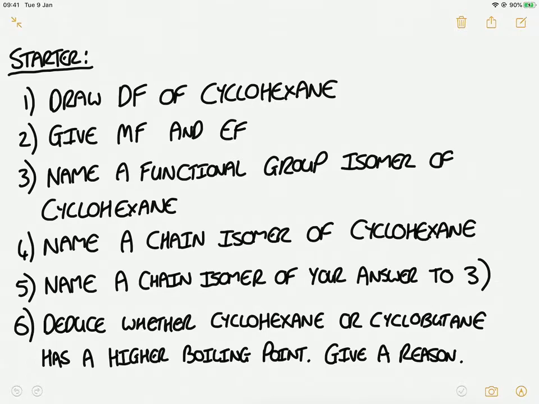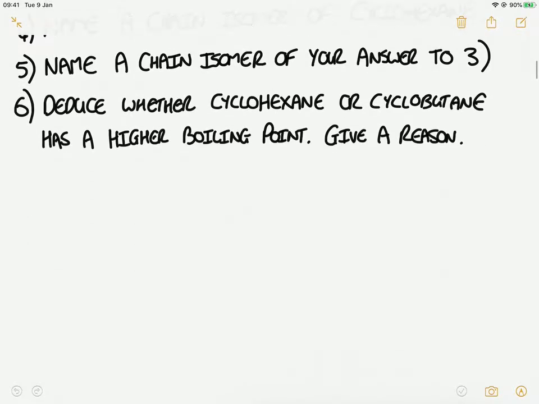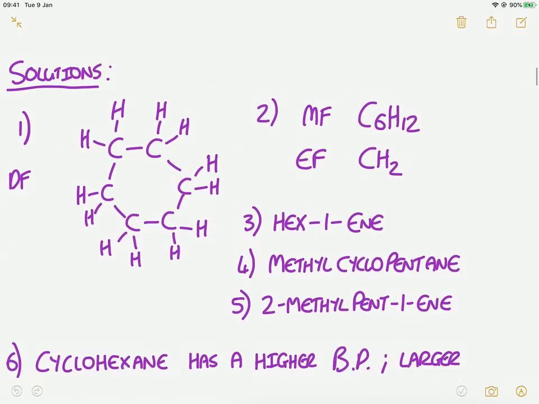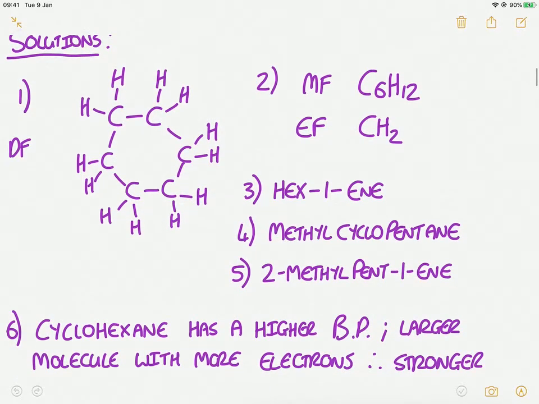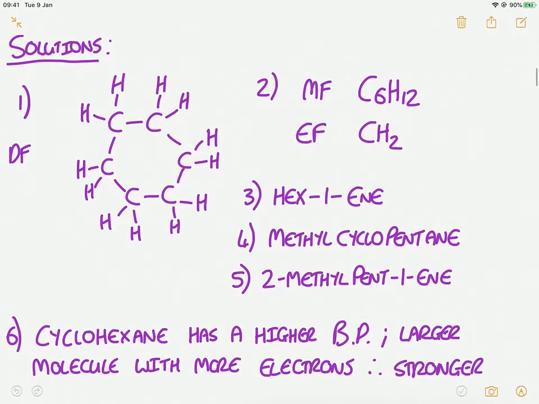Okay, so you should already have produced a set of answers to these questions, or at least the ones of them that you could have a go at. So here we go. Here are your solutions. Cyclohexane looks something like that. Doesn't matter about the exact geometry or orientation of it at this level, but it should look something like that. I gave several examples of isomers for 3, 4 and 5. There are obviously different ways you can go with this, but I just tried to pick the most obvious answer.